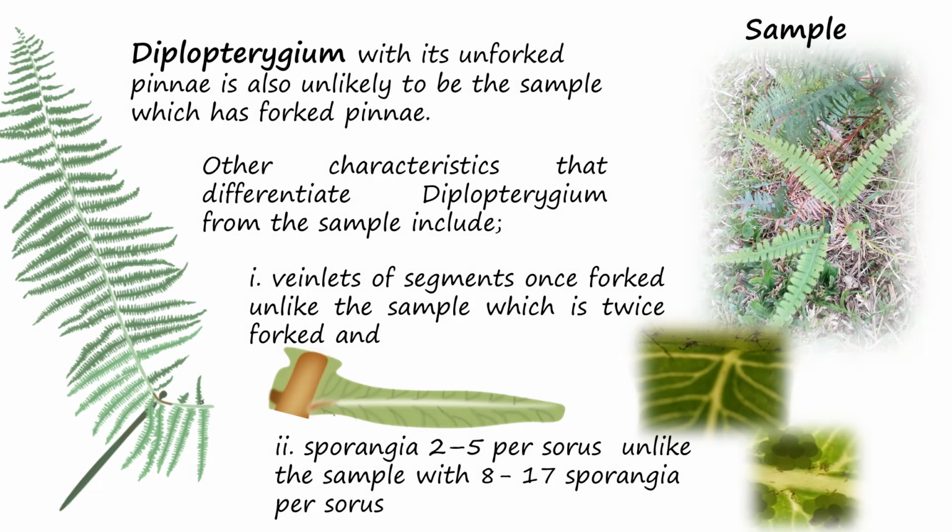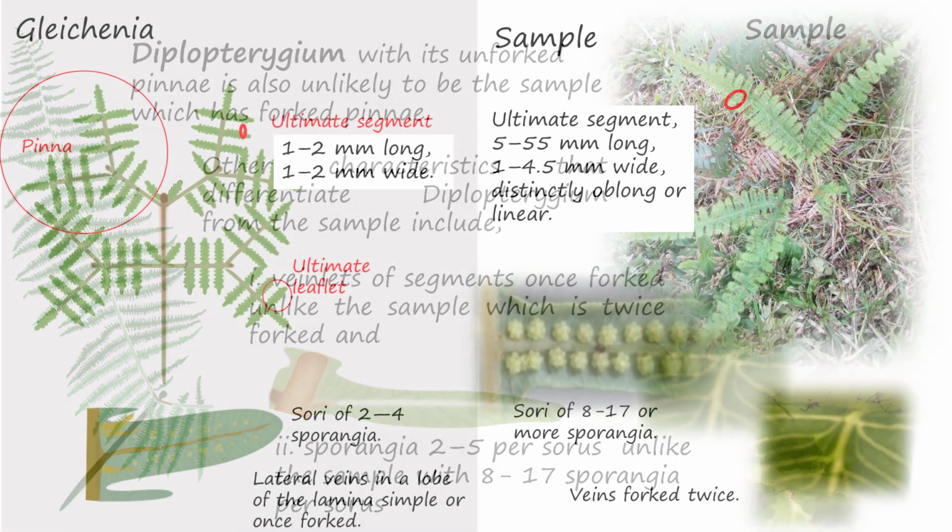The sample is also unlikely to be Diplopterygium, as Diplopterygium has unforked pinnae, once forked veins on the pinnae segment, and 2 to 5 sporangia per sorus, unlike the sample with forked pinnae, twice forked veins on the pinnae, and 8 to 17 sporangia per sorus.